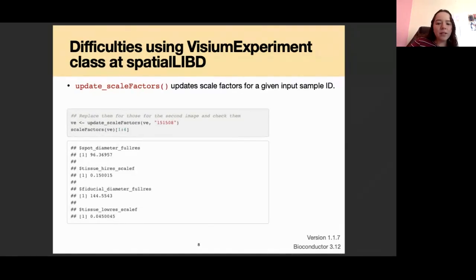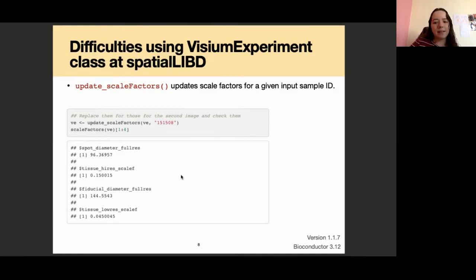And also, we created a function called update scale factors that updates the scale factors for a given sample ID, putting the sample values in the first 4 elements of the list, which have the names defined by the authors of the VisiumExperiment class.